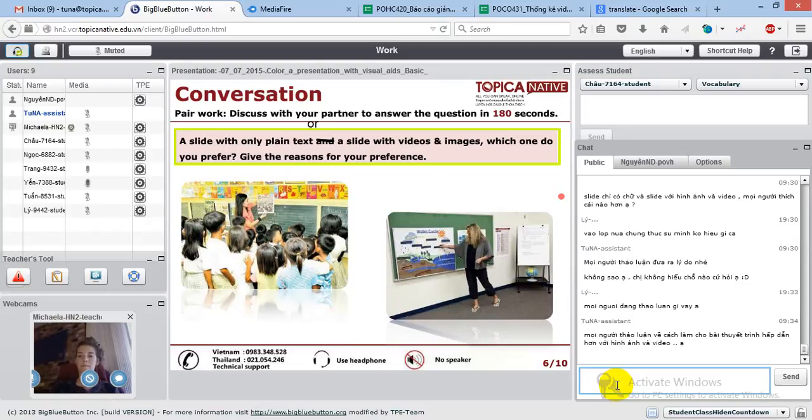Yes, I agree with you. And besides that, for children who are learning English, if we show them pictures, it's easy for them to remember. Images and videos make them remember the ideas and the words better. And they feel eager to learn English. Yes, I think the same as you.